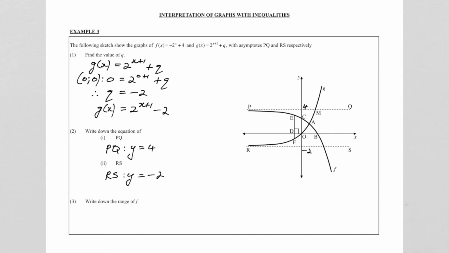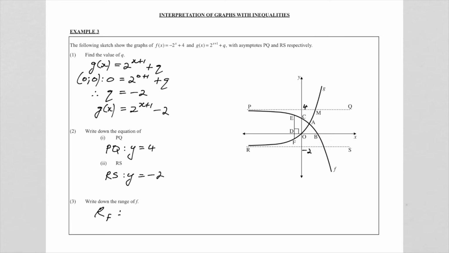In the third one, they ask us to write down the range of f. So please remember, it is the range of f that we are looking for. So we will say R for range of f. And of course, a range is always y. So if we look at this graph of f, you can see that this graph goes down to infinity and it goes up and it tends to that asymptote.